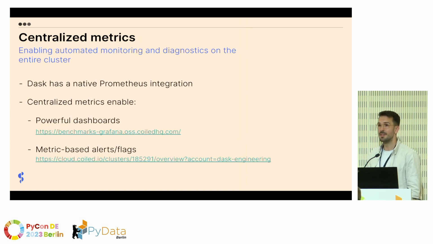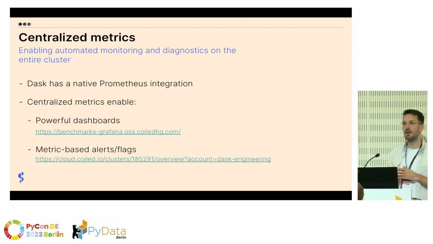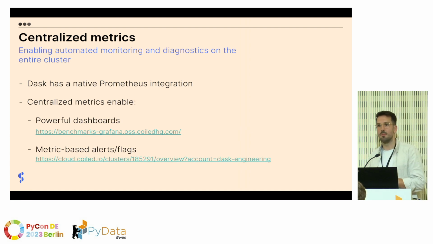Now, similar to logging, you also want to have centralized metrics. Once again, we want to have this stuff available for a long time, even when the cluster is dead. For this, Dask has a native Prometheus integration, and that allows Prometheus, which is a metrics time series database, and pretty much any compatible system to just continuously ask the cluster for metrics about it. And we can use that in a centralized system to get a picture of what's going on and even track that over time.